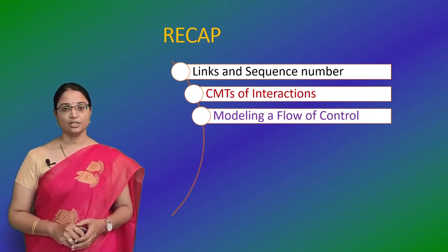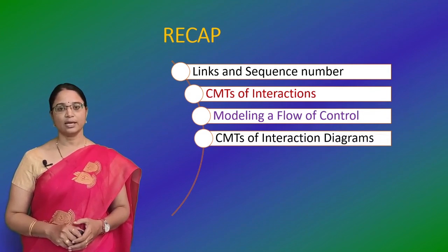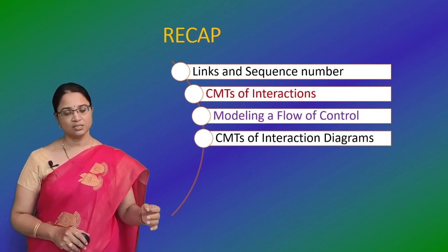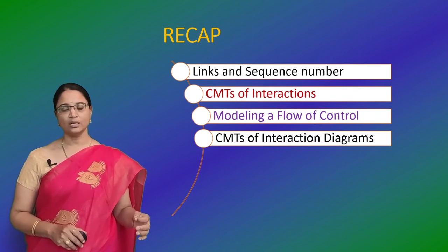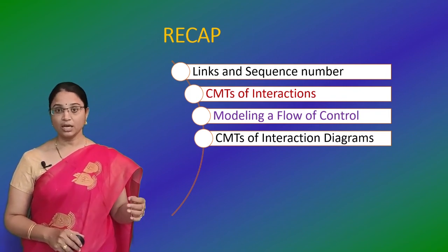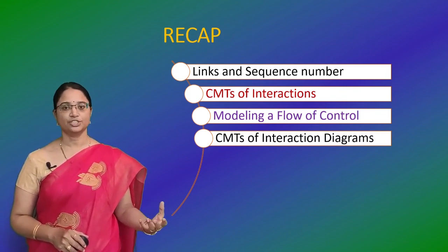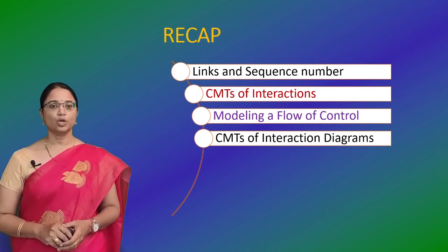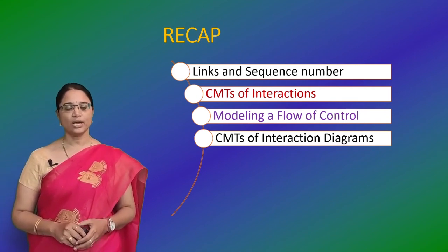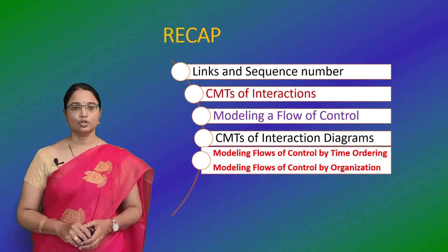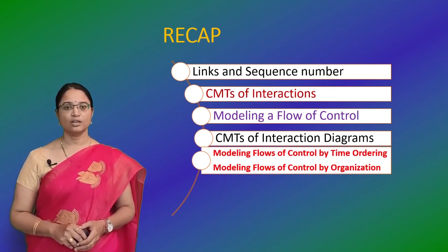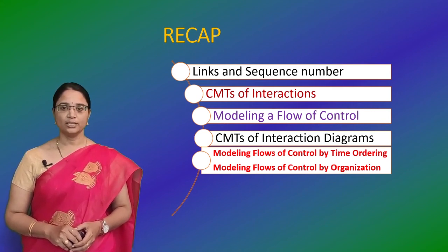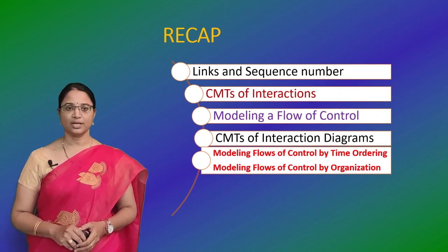Next, coming to the interaction diagrams. In the interaction diagrams, we have gone into detail about the sequence diagrams and the collaboration diagrams. Both are semantically equivalent and both are isomorphic, but they do not represent the same information. Coming to the common modeling techniques of interaction diagrams, we have seen two: to model the flow of control by time ordering, and the second one is to model the flow of control by organization. So these are the two common modeling techniques we have discussed in the interaction diagrams.